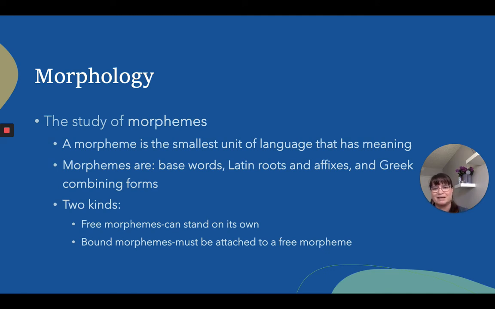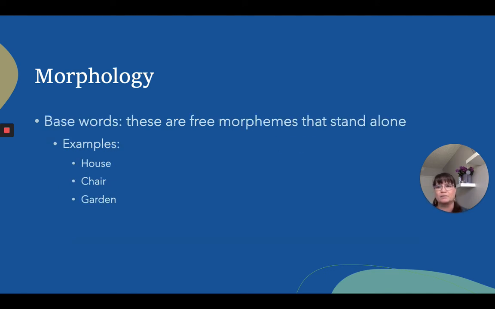So let's take a look at an example here. A base word, according to linguistics, is a free morpheme that stands alone, like house, chair, and garden. Now these are all nouns, but it could be happy, which is an adjective, and that is a base word that stands on its own. No prefixes, no suffixes, just the word itself.